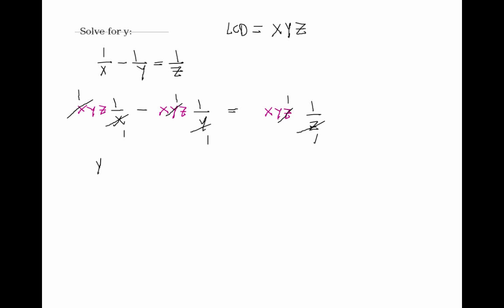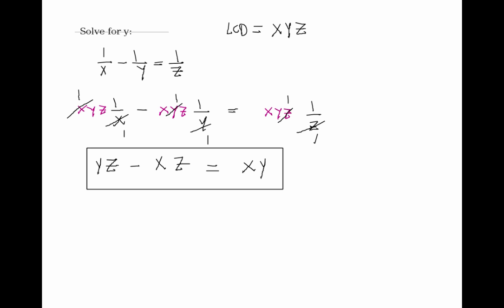So I would get yz minus xz is equal to xy. Now I'm changing this, as you see, to a linear equation. Now I can solve for any variable I want to. Here they're asking me to solve for y. I notice that this term and this term both contain y, so I need to move both of them to one side of the equation.